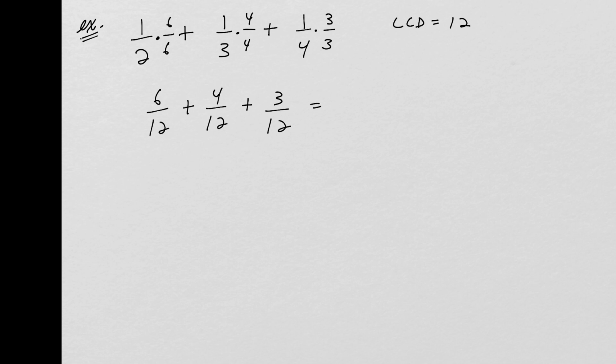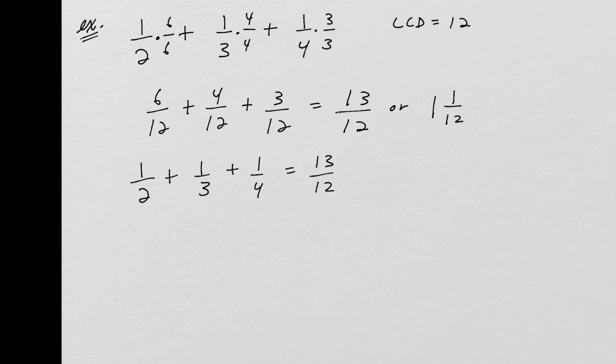So now I add the numerators. I'm going to get 13 over 12. Or if you want to write that as a mixed number, you could divide this out and you're going to get 1 and 1/12. And that's it. So we know that the original problem, 1/2 plus 1/3 plus 1/4 is equal to 13/12, or 1 and 1/12.